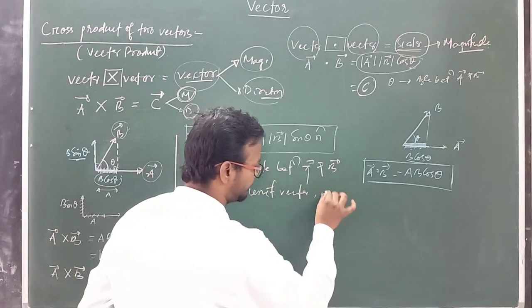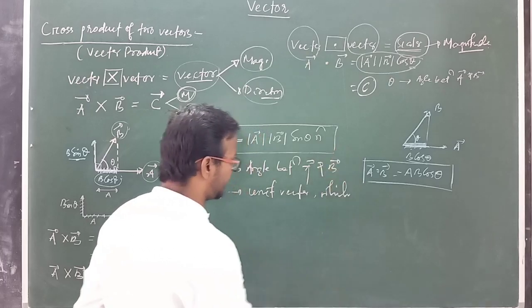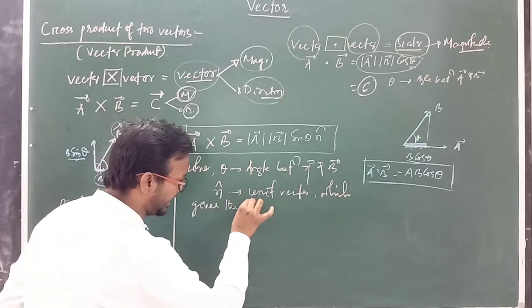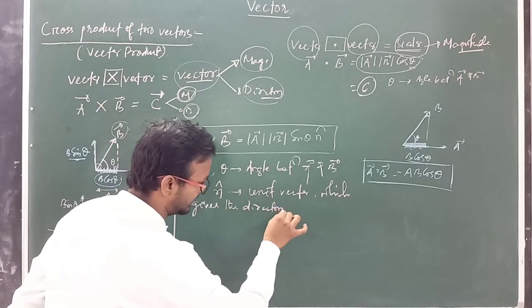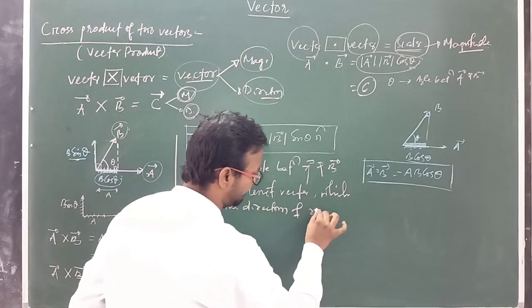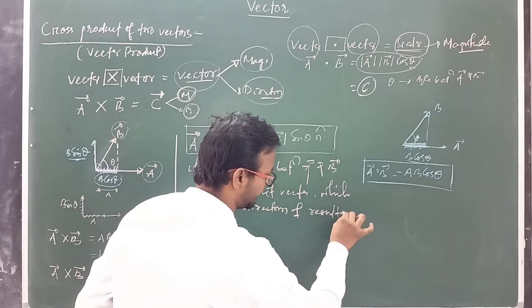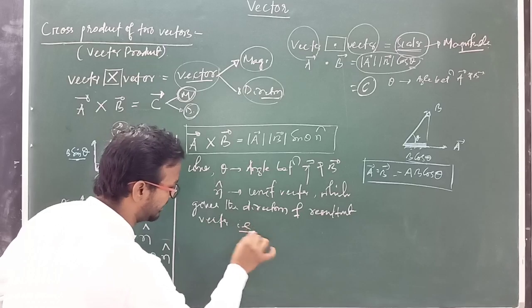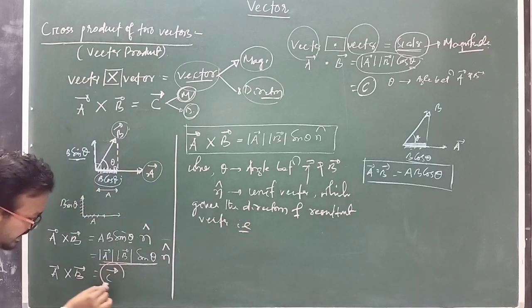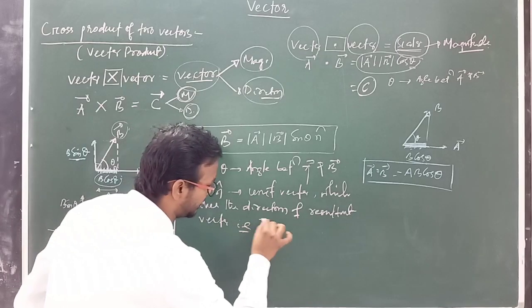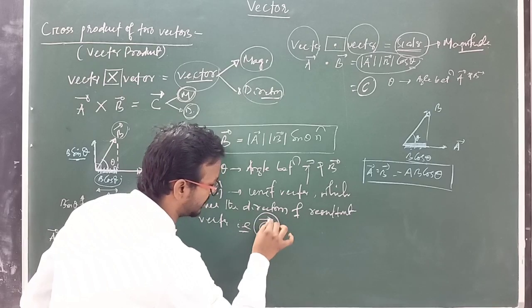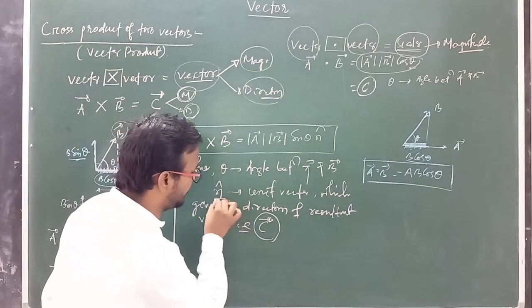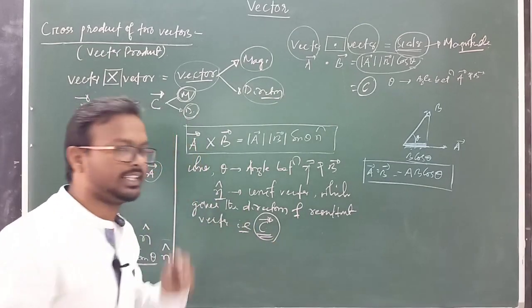Unit vector which gives the direction of the resultant vector, that is, here the resultant vector is C vector. So it gives the direction of the resultant vector. But how can we find the direction of this unit vector, meaning the resultant vector? How can we find this direction?